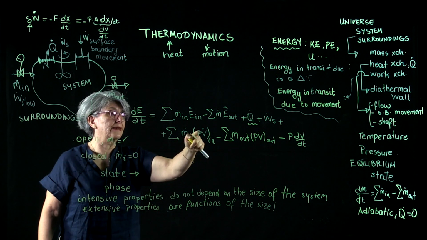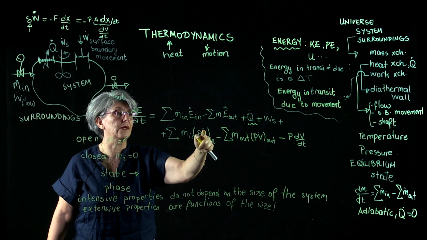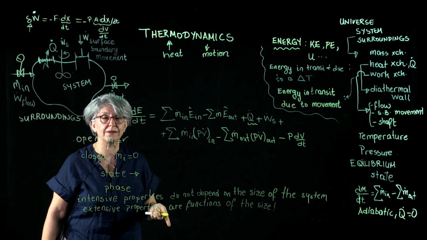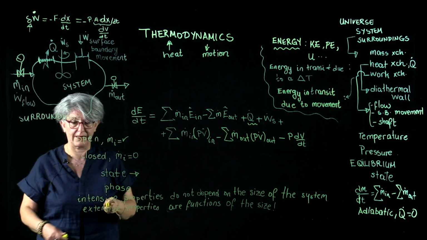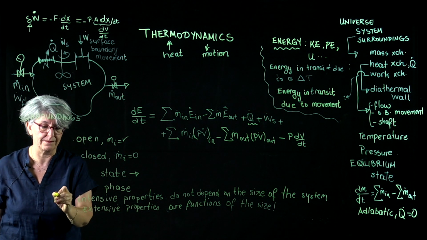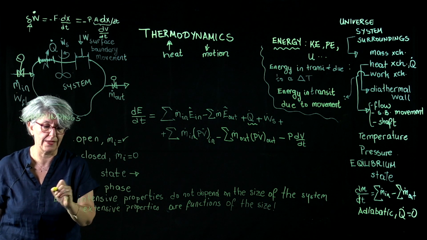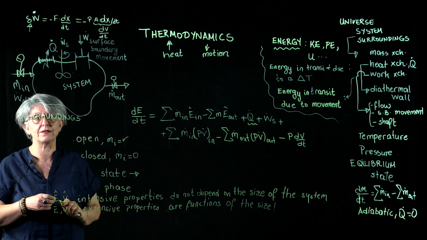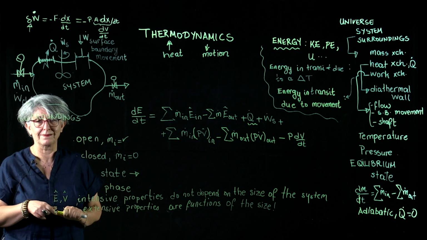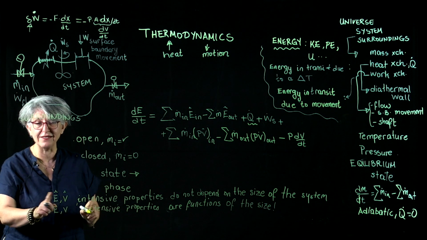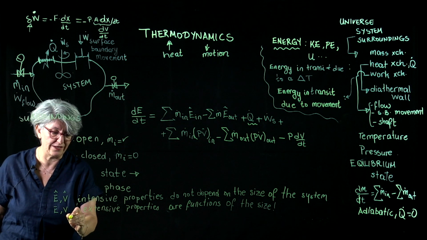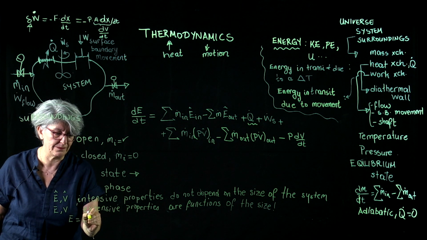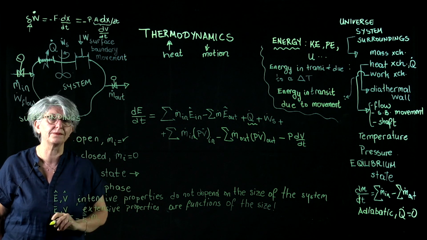The specific volume, specific energy are intensive properties. Let's write here. While total energy, total volume are extensive properties. And, of course, they are related to one another. Total energy is specific energy multiplied by total mass.